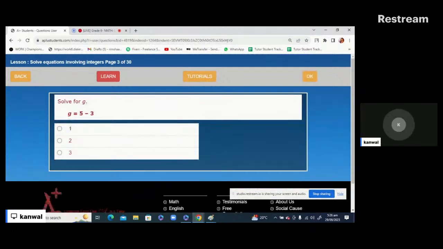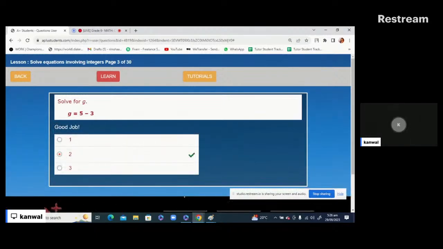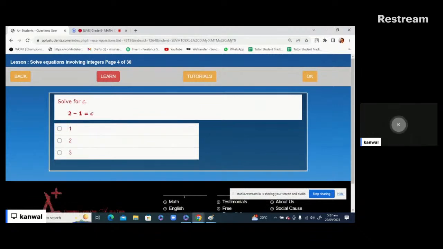Okay. So let's do this one. G is equal to 5 minus 3. This is just a simple thing, 5 minus 3 is 2. Okay, so 2 minus 1 is equal to C. So what's the answer? 2 minus 1? That is 1. That is equal to C.